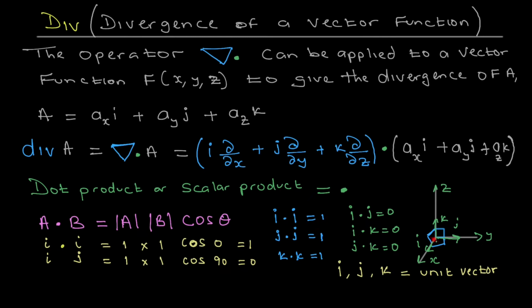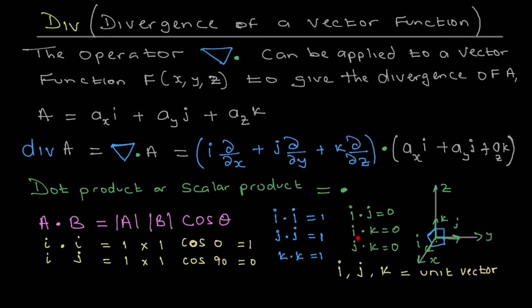So i dot i is 1. That means they're parallel to each other. Because they're parallel to each other and the angle between them is 0, the dot product is 1. j dot j is 1 and k dot k is 1. But what about i dot j? Well, i dot j will be 0 because the angle between i and j is 90 degrees. So cos of 90 is 0.